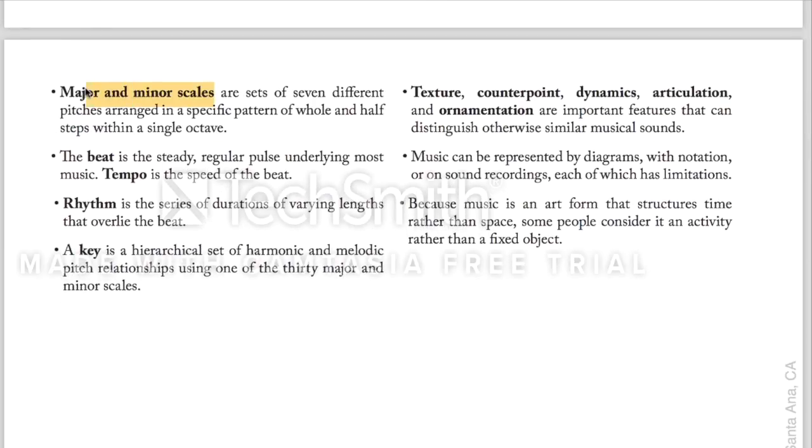Major and minor scales are sets of 7 different pitches arranged in a specific pattern of whole and half steps within a single octave. Beat is the steady, regular pulse underlying most music. Tempo is the speed of the beat. Rhythm is the series of durations of varying lengths that overlie the beat. A key is a hierarchical set of harmonic and melodic pitch relationships using one of the 24 major and minor scales. Texture, counterpoint, dynamics, articulation, and ornamentation are important features that can distinguish otherwise similar musical sounds. Music can be represented by diagrams with notation or on sound recordings, each of which has its own limitations.